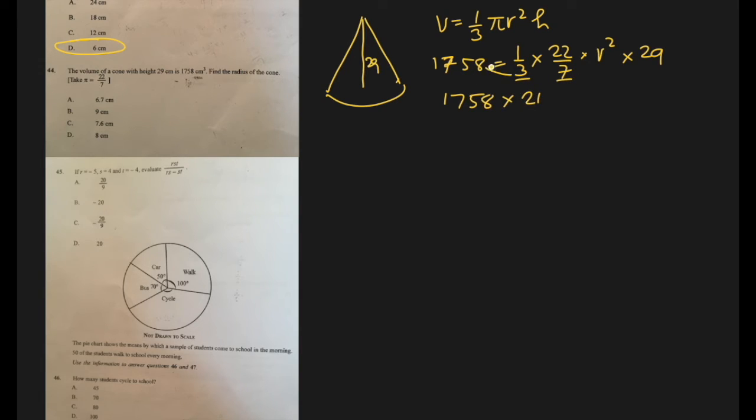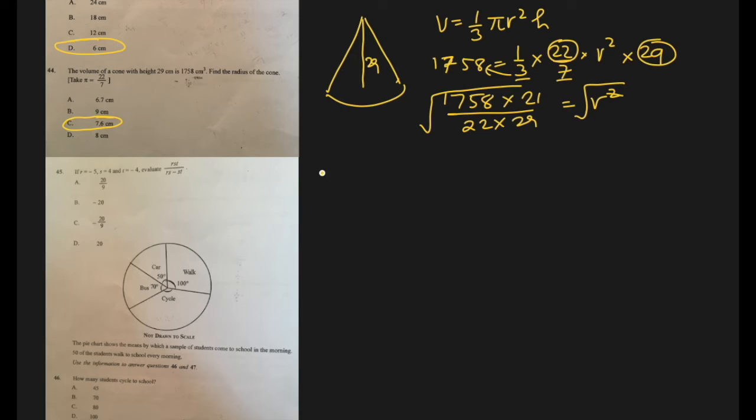Multiply it to the numerator there. But 22 and 29, they are numerators, so they will become denominators on the other side, and it will be equal to r squared. Straight away, you can take the square root of both sides to get the radius. Let me use my calculator to do this. After using my calculator, I get 7.6 centimeters. Question number 45. If r is -5, s is..., evaluate.